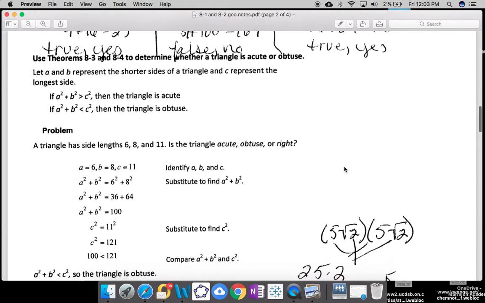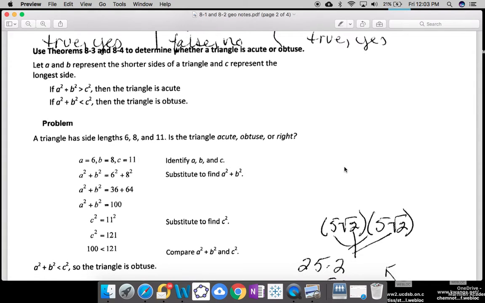The next theorem we're going to look at is how to go a step beyond and use the Pythagorean theorem to see not only if a triangle is right, but if it is acute or obtuse. So we know if the legs squared equals the hypotenuse squared, it's a right triangle. But if the legs squared are greater than the hypotenuse squared, or the longer side squared, then it's acute. It will no longer be a hypotenuse if it's acute. And if the shorter sides squared are less than the longer side squared, then it's obtuse.